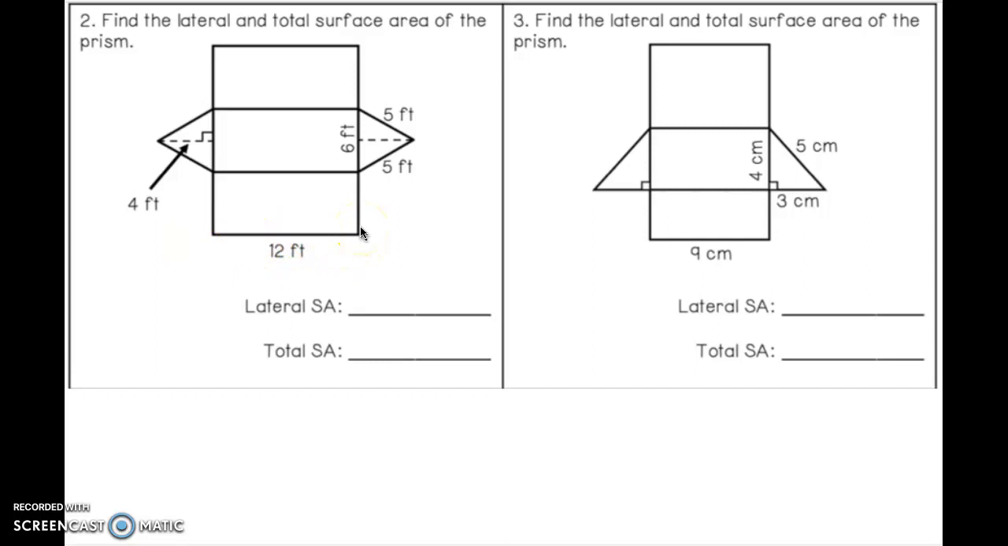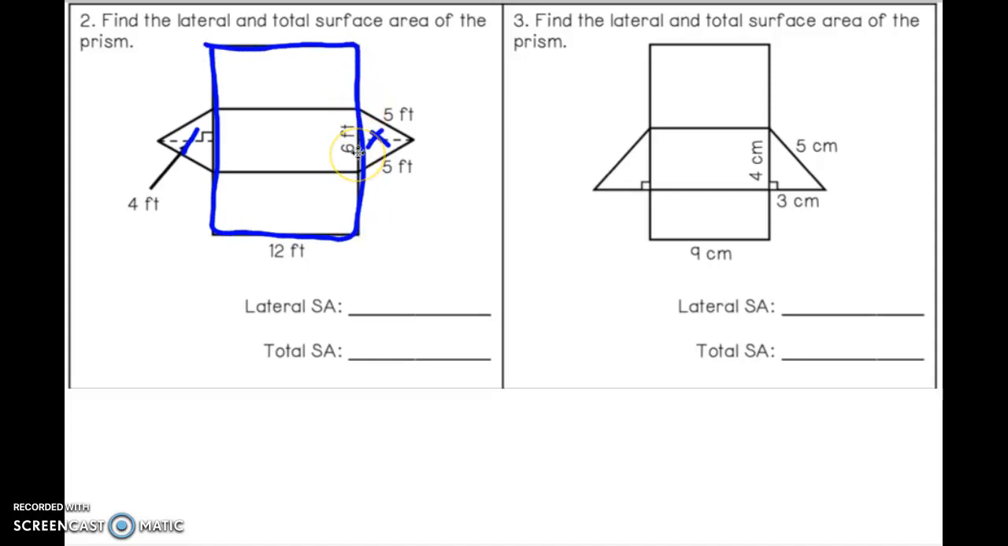So lateral surface area, we learned in the last lesson, just means that they do not touch. So the bases don't touch, and lateral surface does not include the bases. So we're going to find the lateral surface area, which is basically the area of this piece. So we're going to find just this first.